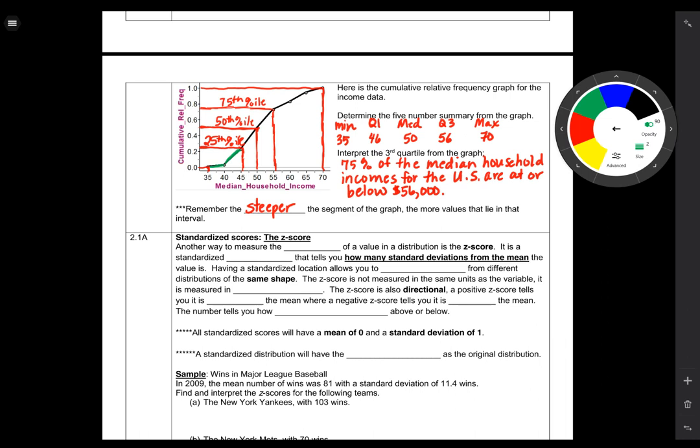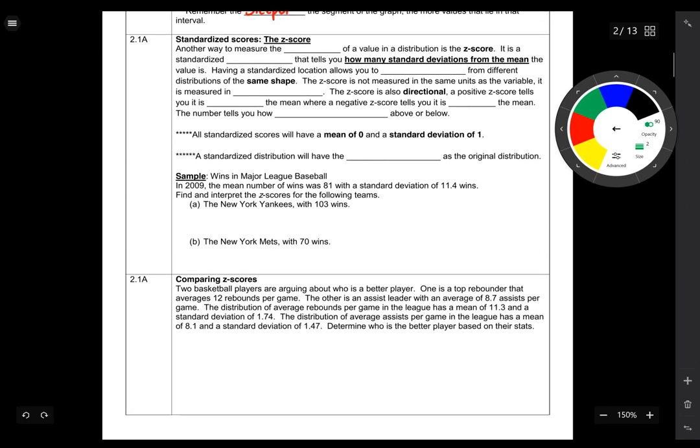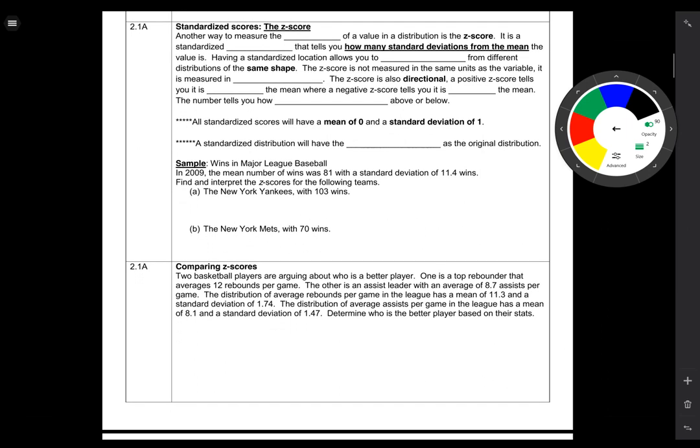All right? So that takes care of the cumulative relative frequency tables and graphs, and we've also talked about percentiles. Our next topic is standardized scores. This is known as the z-score. So another way to measure the position of a value in a distribution is the z-score. Now, what the z-score is, it measures the relationship of a value to the mean, and I'll get there here in a second. So it does that.